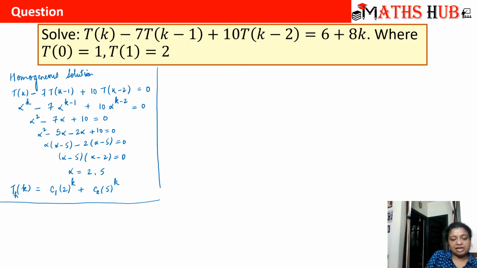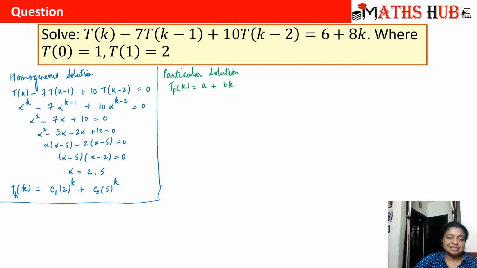So now let us try to calculate the particular solution. For the particular solution, we need to take care of the right hand side function. What is given on the right hand side? The right hand side is 6 plus 8k. You can see it is a linear function. So we will assume our trial solution t_k^p to be a plus b times k, where a and b are constants, and we need to calculate these values of a and b.